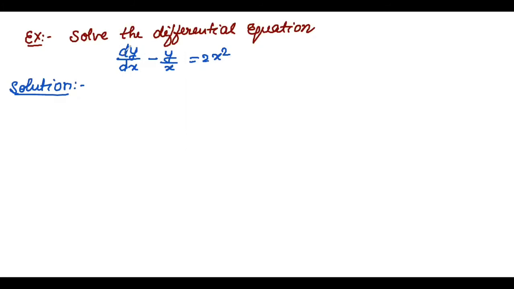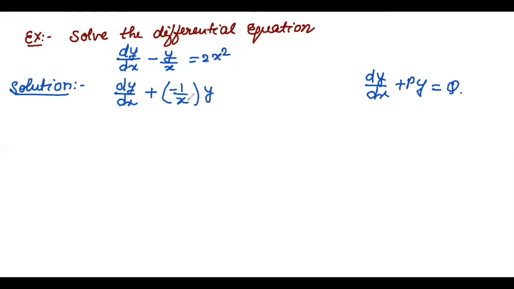So we can write it properly in the linear differential equation form. Means dy by dx plus minus 1 by x into y. Linear differential equation we know is dy by dx plus py equals q, and the right hand side is 2x square. So here p is minus 1 by x and q is 2x square. Now it is in linear differential equation form.